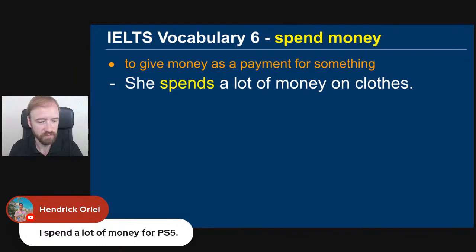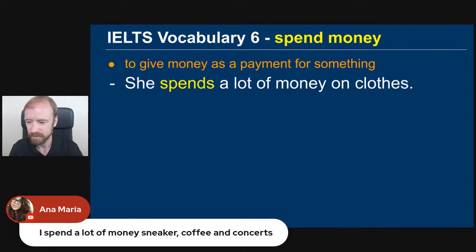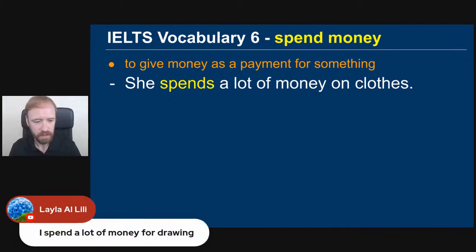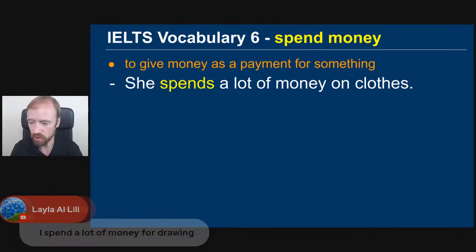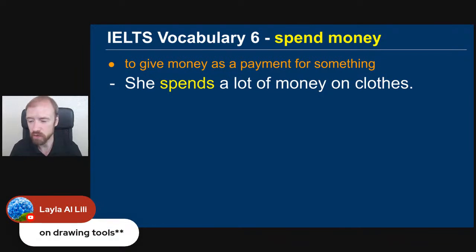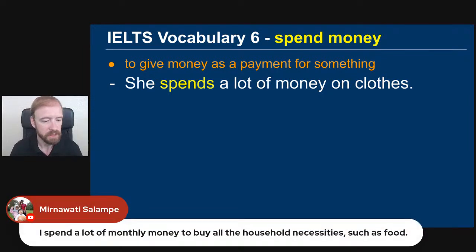Hendrik: I spend a lot of money for PS5. Yes, your PlayStation 5. I spend a lot of money on sneakers, coffee, and concerts. You've got to put an S: sneakers, comma, coffee, comma, and concerts, period. I spend a lot of money on drawing tools. I spend a lot of monthly money to buy all the household necessities, such as food.